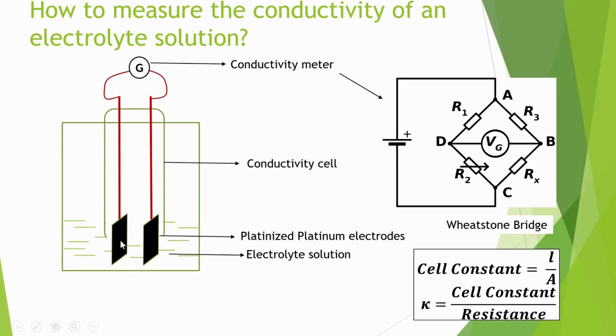L is the length, that is the distance between the two electrodes. A is the area of the electrode. Cell constant value is a constant for a given conductivity cell. For some cells, it will be 1. For some cells, 1.1. There are conductivity cells with 0.98 cell constant also. So we note down the cell constant value.